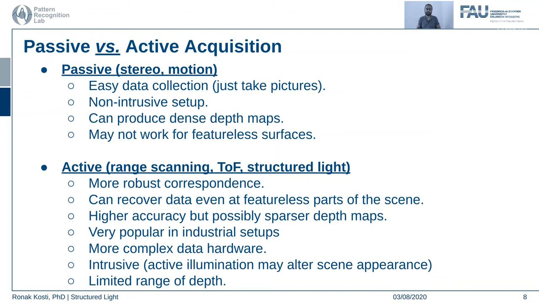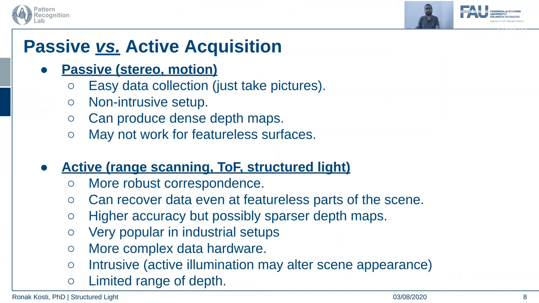In contrast, in active image acquisition, what we see is that we get a more robust correspondence. So even for featureless surfaces, you will be able to create correspondences because you can project light sources there, certain patterns of those light sources, and then you can capture the location of those light sources in your camera. You can recover data even at featureless parts, as I said before. High accuracy is possible in this case. High accuracy means that you will be able to localize the points exactly where they are, with much more confidence.